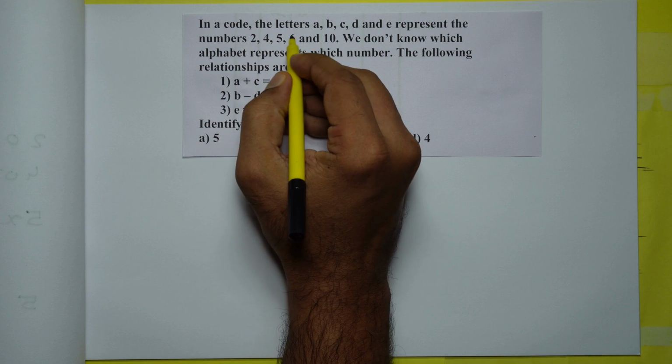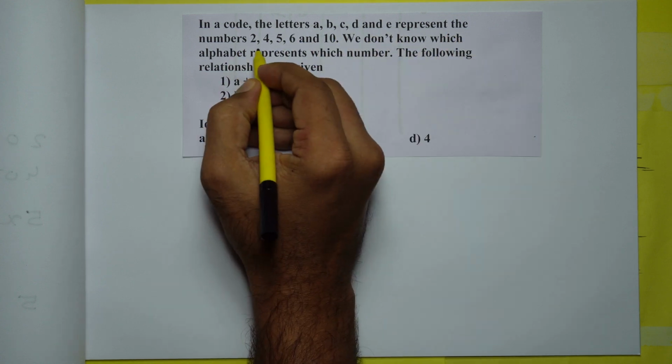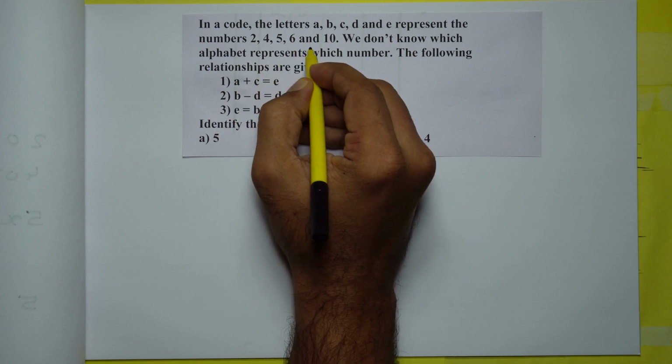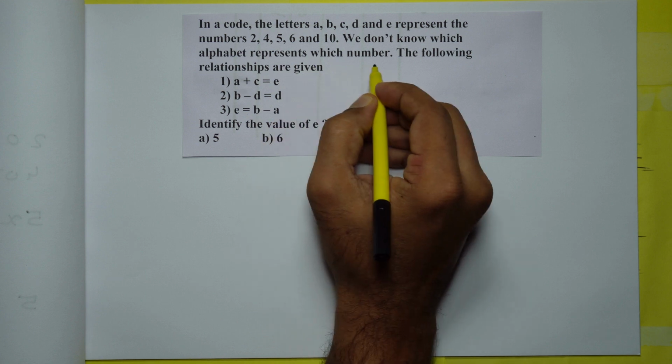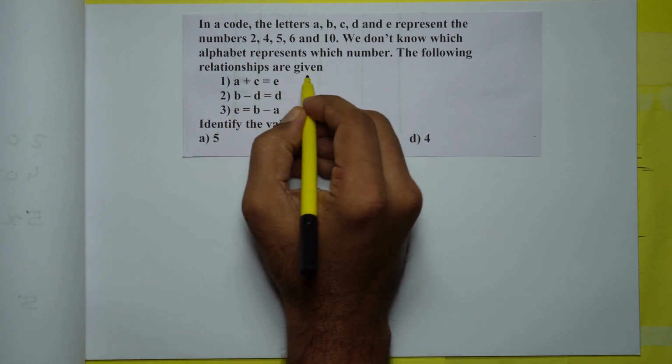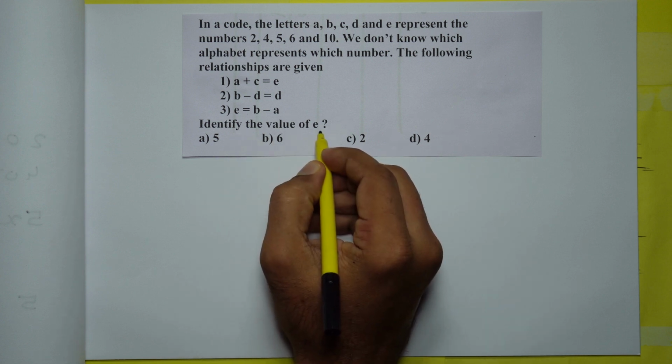In a code, the letters A, B, C, D and E represent the numbers 2, 4, 5, 6 and 10. We don't know which alphabet represents which number. The following relationships are given. These are the relationships. Identify the value of E.